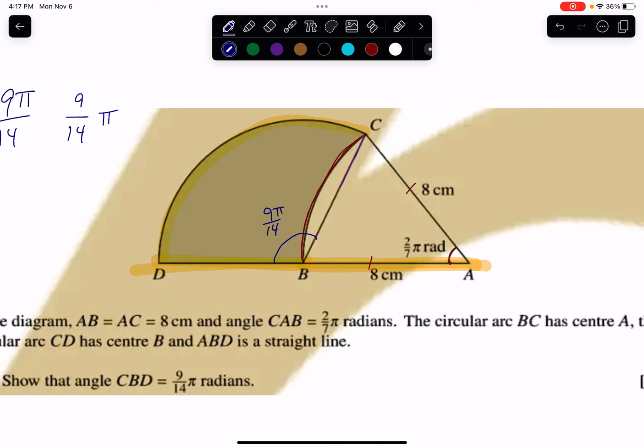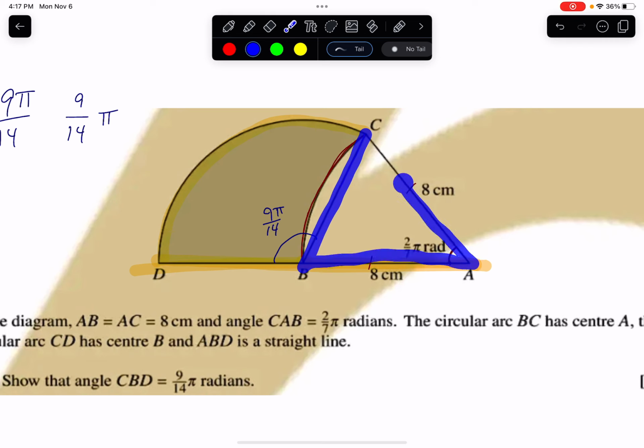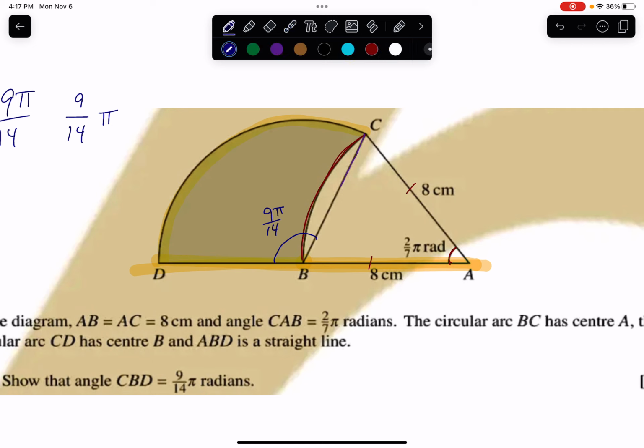Well, check out this triangle first. What kind of triangle is that, where this side and this side are the same? That's isosceles. An isosceles triangle has congruent base angles, so this angle is the same as this angle. So how could we find that?